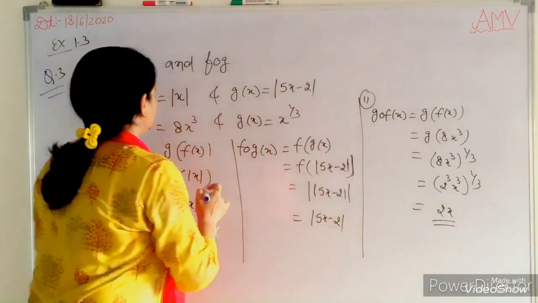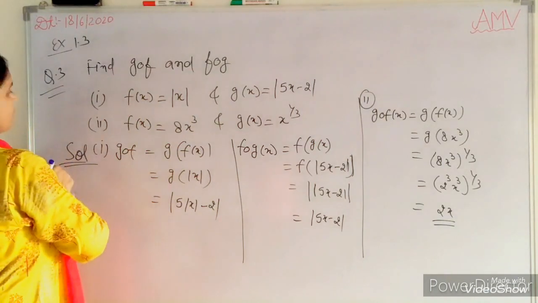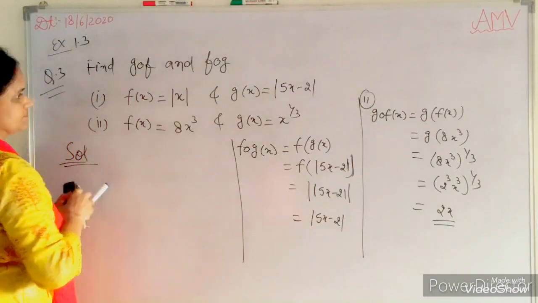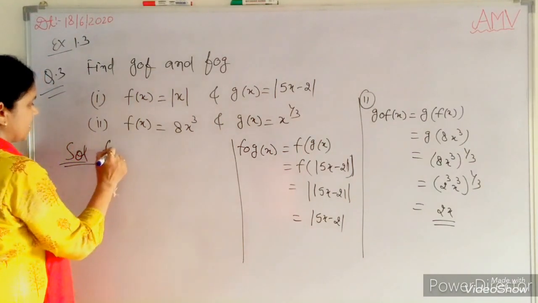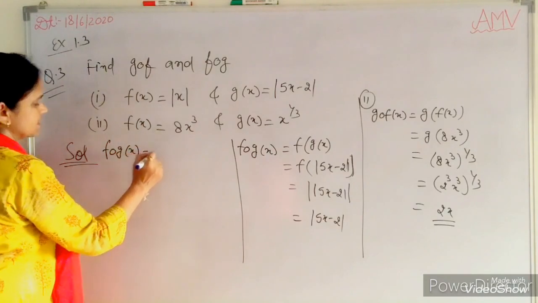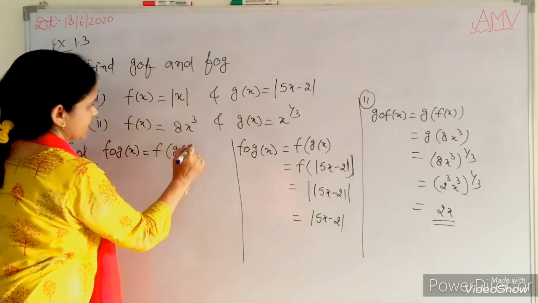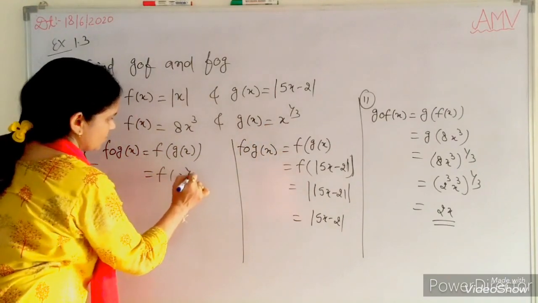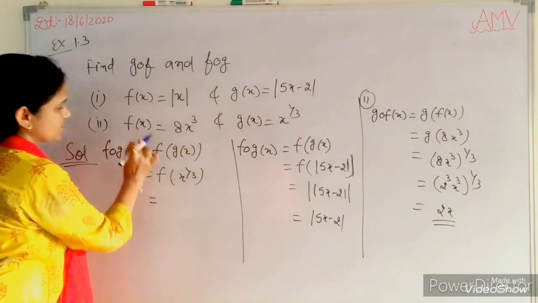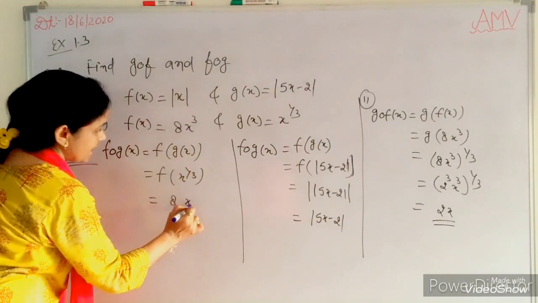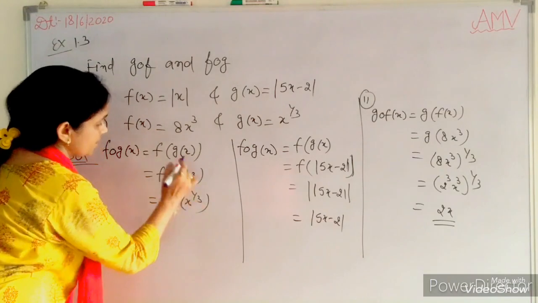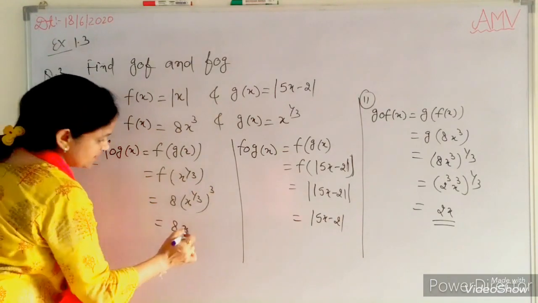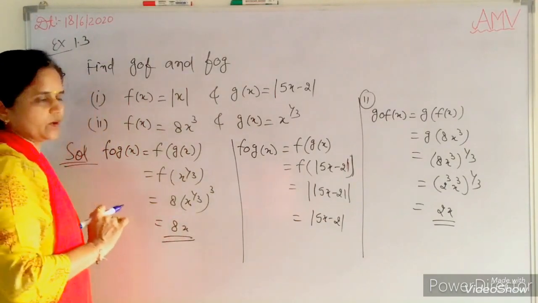Okay. Now for fog. fog(x) is f(g(x)), f in place of g(x), x raised to 1 by 3. And now f(x) is 8 times x to the 1 by 3 whole power cube. You will get, student, the 3 will cancel, so 8x only.